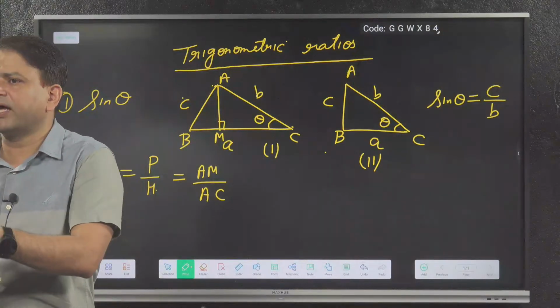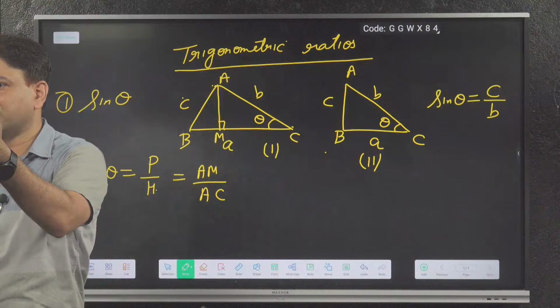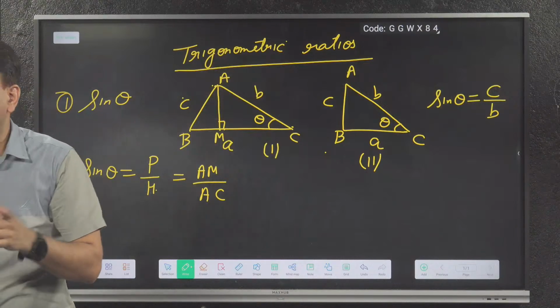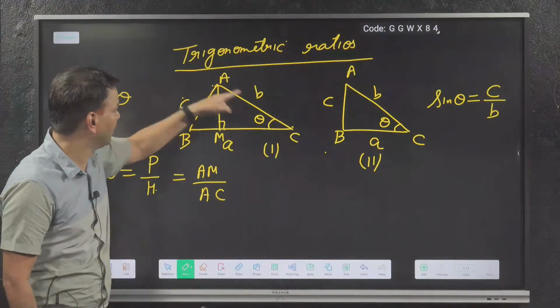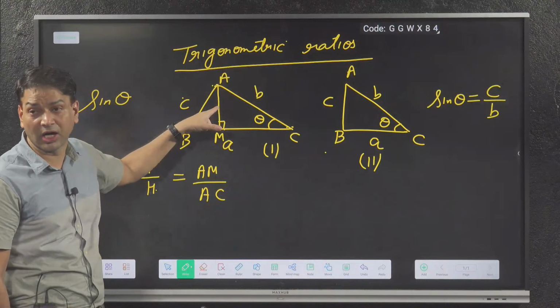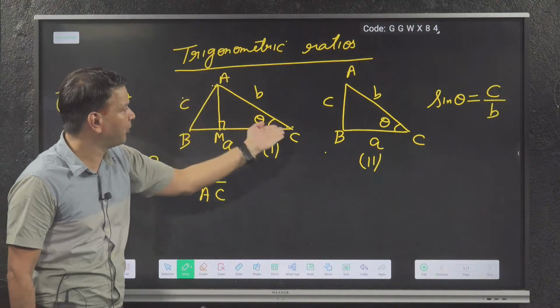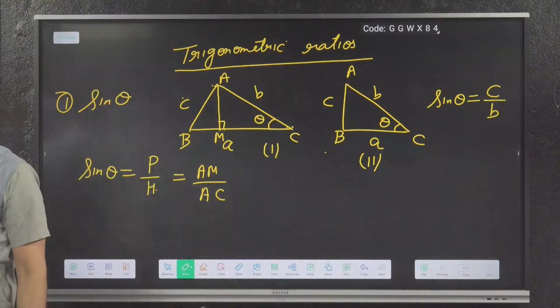So I can find the sine theta either by taking the bigger triangle or by taking the right angle triangle. Now in the right angle triangle ACM, if I am asking sine theta, according to your formula, it is the opposite side upon hypotenuse. What is the opposite side? AM. And what is the hypotenuse? B. Understood?